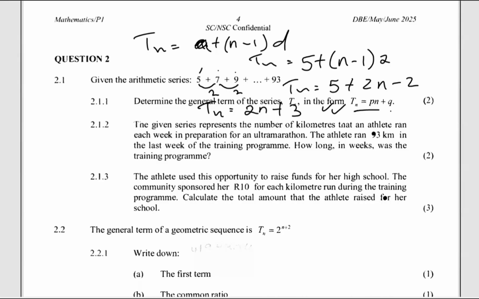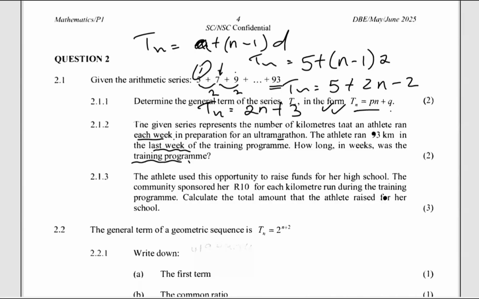Then 2.1.2, they're telling us the given series represents the number of kilometers that the athlete ran each week. So in week 1, the athlete ran 5 kilometers. In the second week, the athlete ran 7 kilometers up until the last week where the athlete ran 93 kilometers. So they are preparing for the ultra marathon. And then the athlete ran 93 kilometers within the last week.